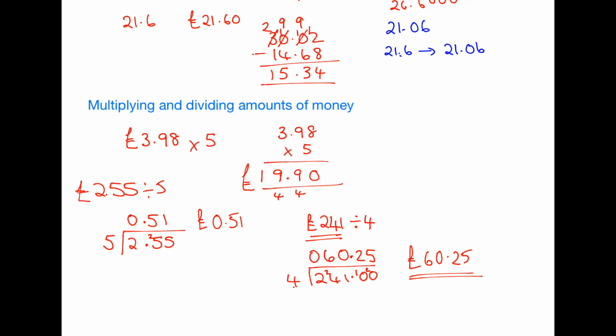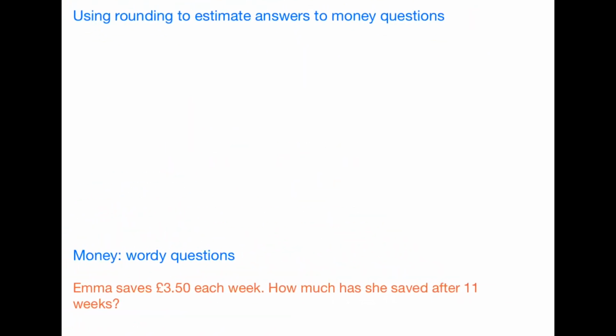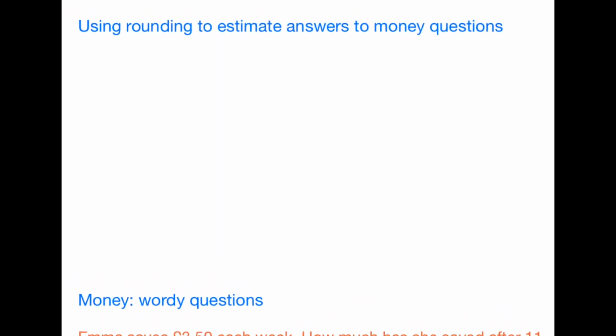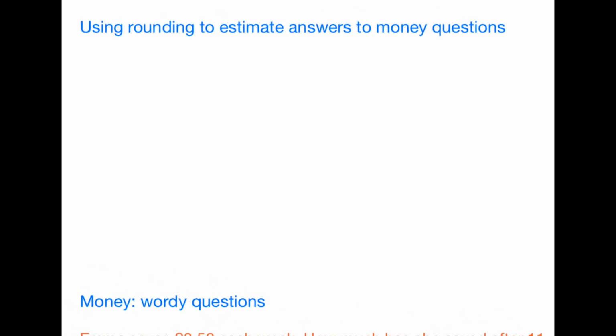Okay, right. Now, using rounding to estimate answers to money questions next. So, this is basically just saying, for example, if you've got £2.85 and £17.13 add £49.63, then rather than working that out exactly and writing it out as a big chimney sum, sometimes you're asked to estimate. So we're going to estimate this answer using rounding, okay? So each of these amounts, we're going to round them to the nearest whole pound, okay?